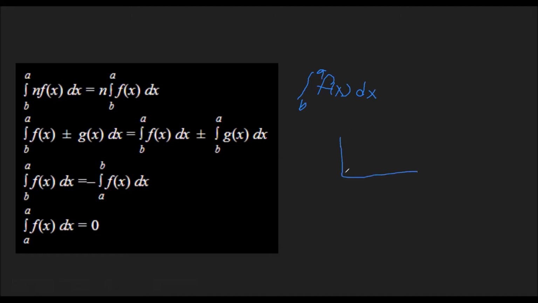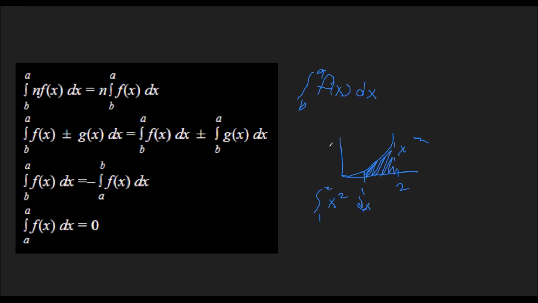Let's say you have the function x squared. This is its graph. And this is second one and this is second two. You want to find the area covered by f of x from second one to second two. So you're going to set up the integral from 1 to 2 of x squared. And it's simply just the area underneath the graph from 1 to 2. That is visually what bounded integration looks like.